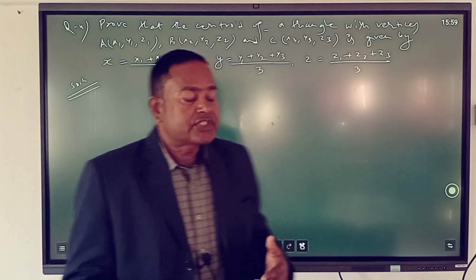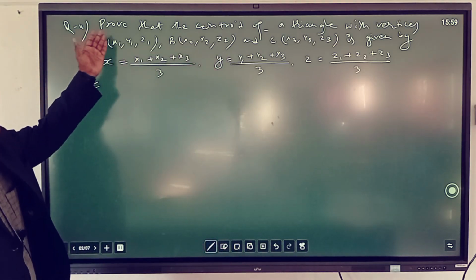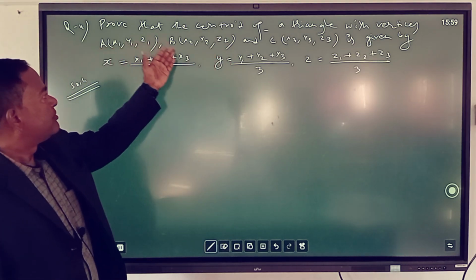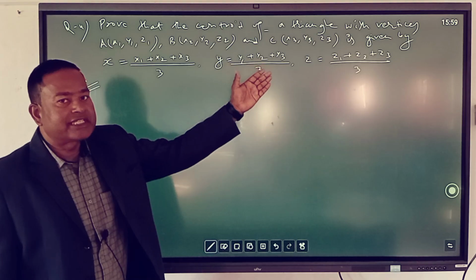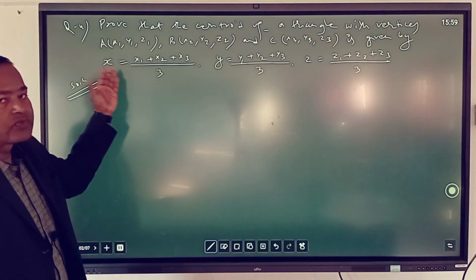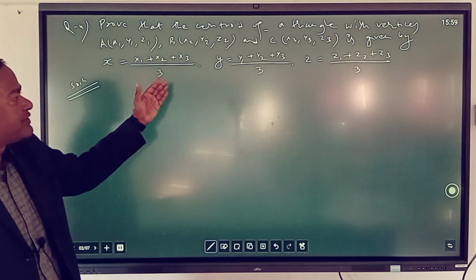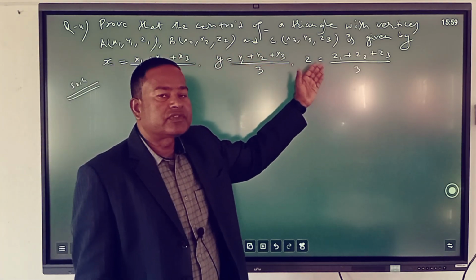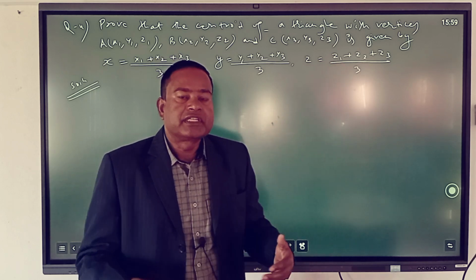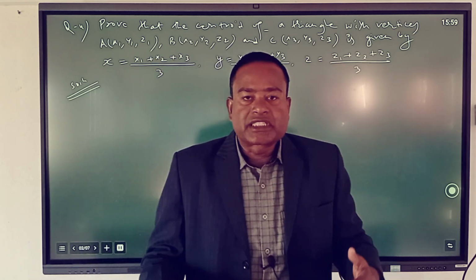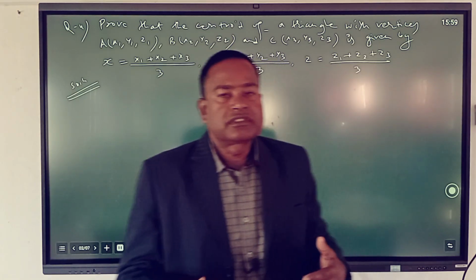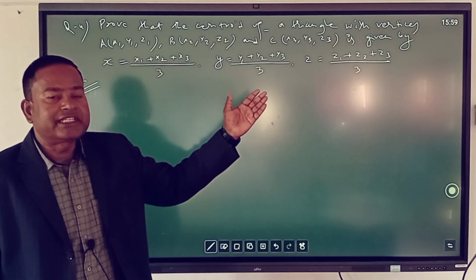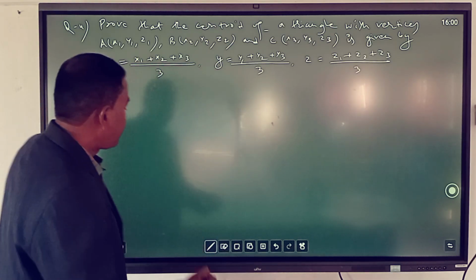So dear student, here the question is: prove that the centroid of a triangle with vertices A(x1, y1, z1), B(x2, y2, z2) and C(x3, y3, z3) is given by x equal to (x1 plus x2 plus x3) divided by 3, y equal to (y1 plus y2 plus y3) divided by 3 and z equal to (z1 plus z2 plus z3) divided by 3. So dear student, here in this question we have to find the centroid of a triangle whose three vertices are already given. So let's prove it.